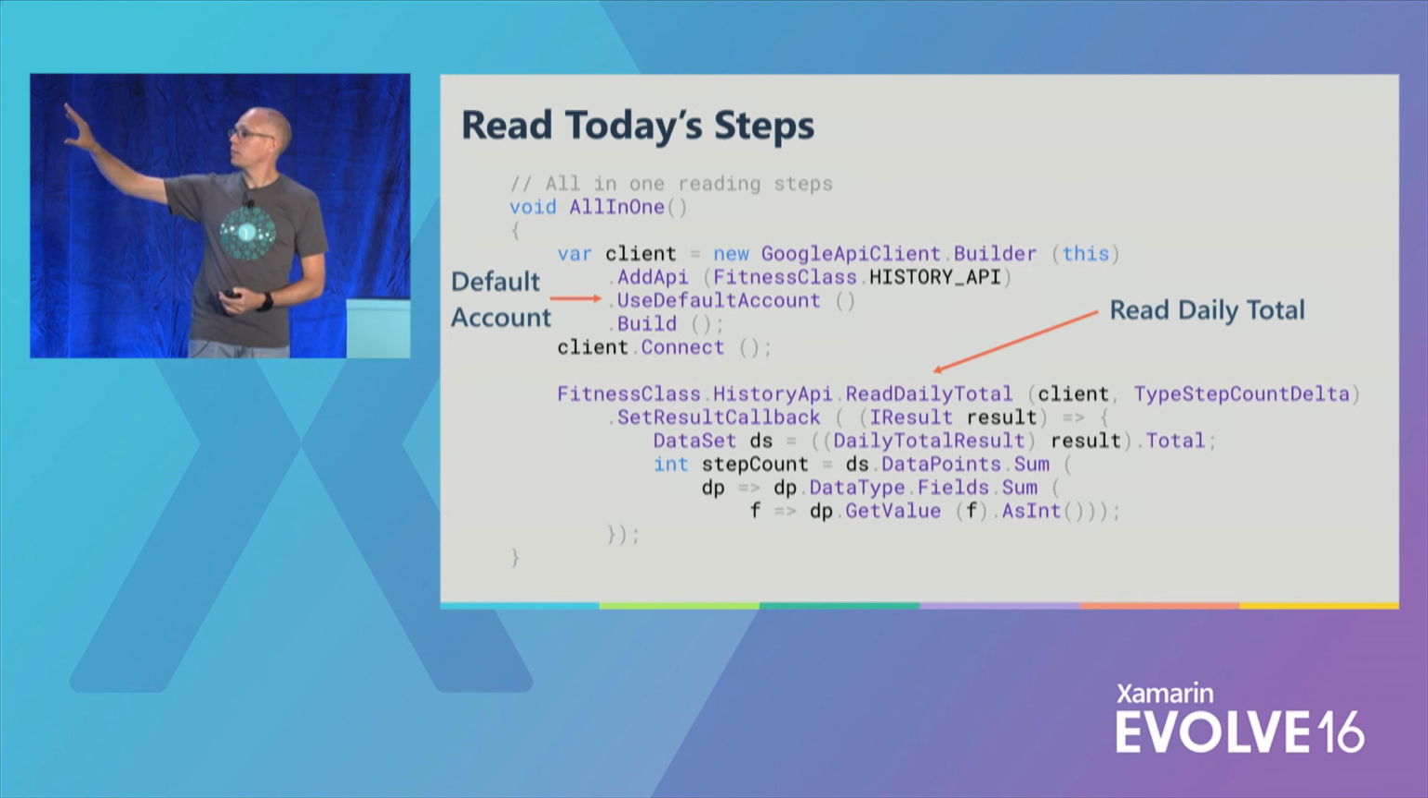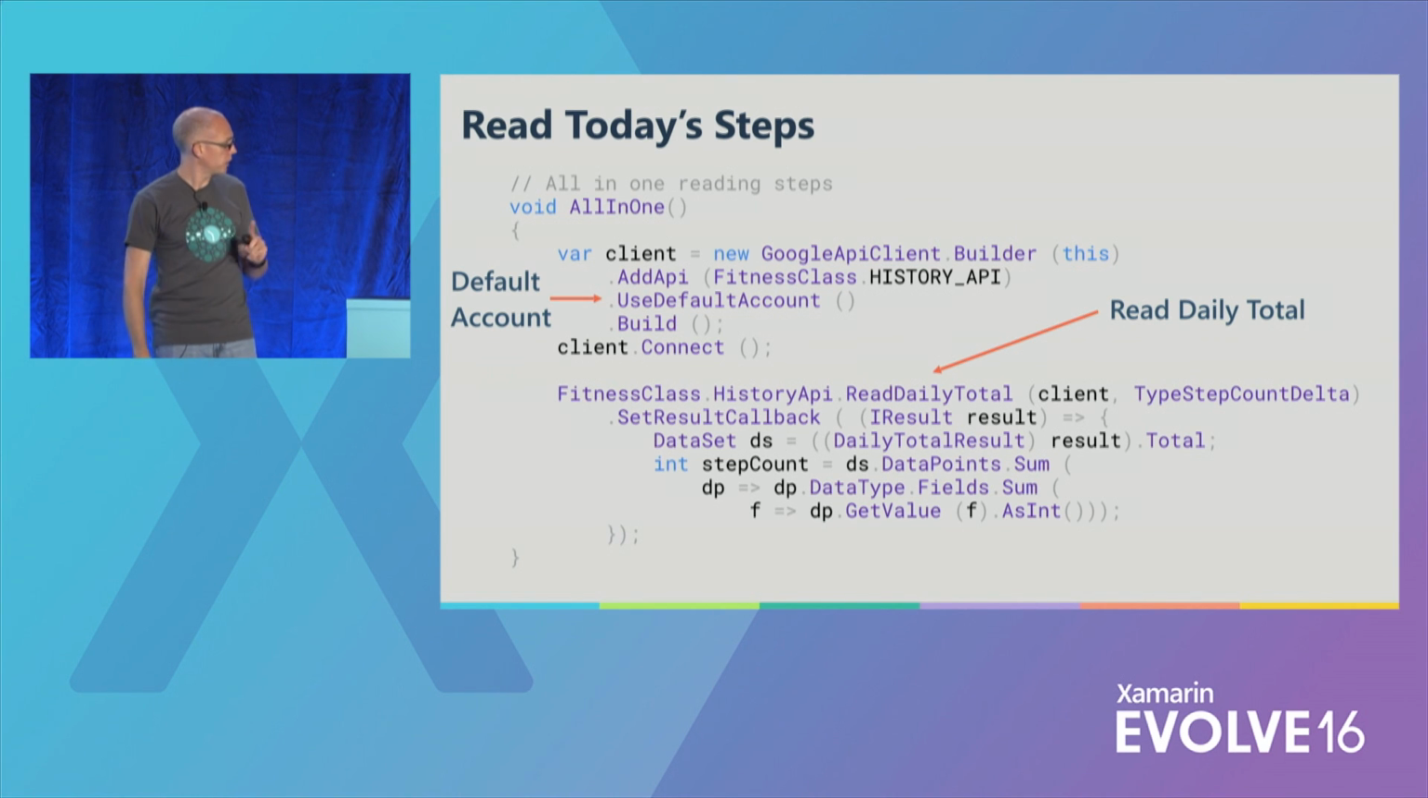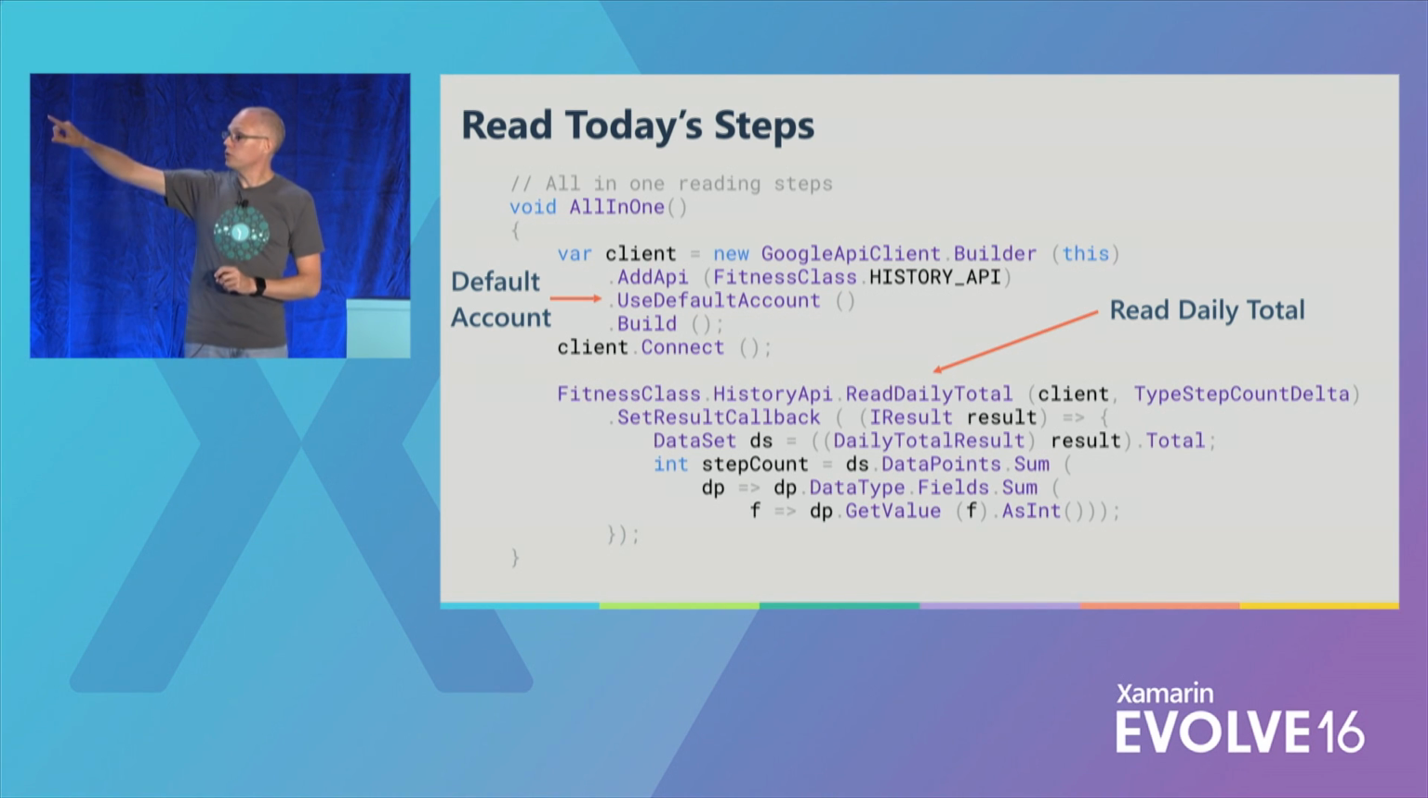The nice thing about the read daily total call in the history API is that you do not need to be authenticated. This is the only call in Fit where it does not require user authorization and will only give you the step count on the device. So we use get default account. It makes it that simple. We connect. Then we call read daily total.